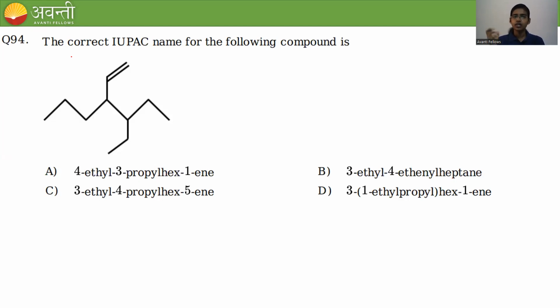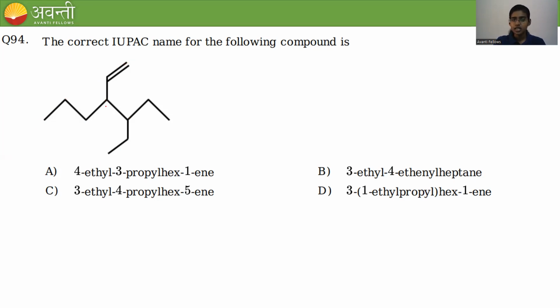So first, to find out the IUPAC name in case of open chain system, we have to find out the longest chain, that is the parent chain, right? And here we have 2 chains. In case of this straight chain, 1, 2, 3, 4, 5, 6, 7 carbon atoms are there. And in this chain, 1, 2, 3, 4, 5, 6 are there.